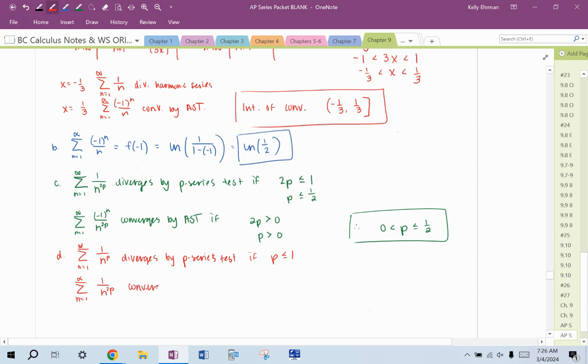So that converges by P series test if 2p is greater than 1. And that would mean that p is greater than 1/2. Can't be equal to 1/2 because then you get harmonic. So in this case, p should be anything between 1/2 and 1, including the 1, but not including the 1/2.